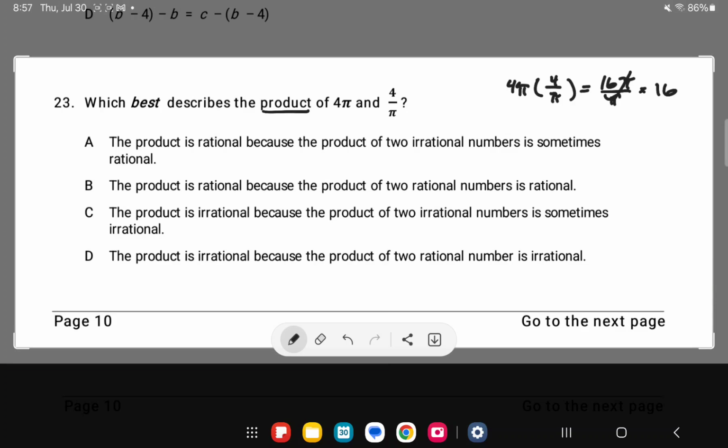Now let's look at the answer choices. C and D state that the product is irrational, which is untrue. We'll eliminate these. B is incorrect. The terms are not rational. The correct answer is A.